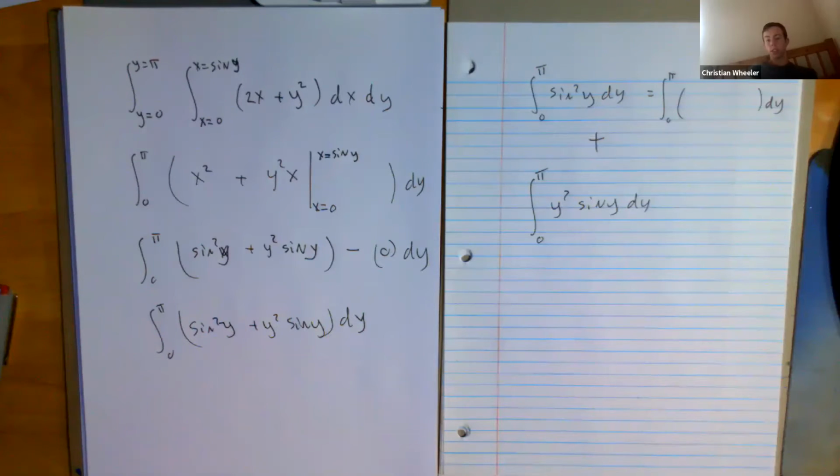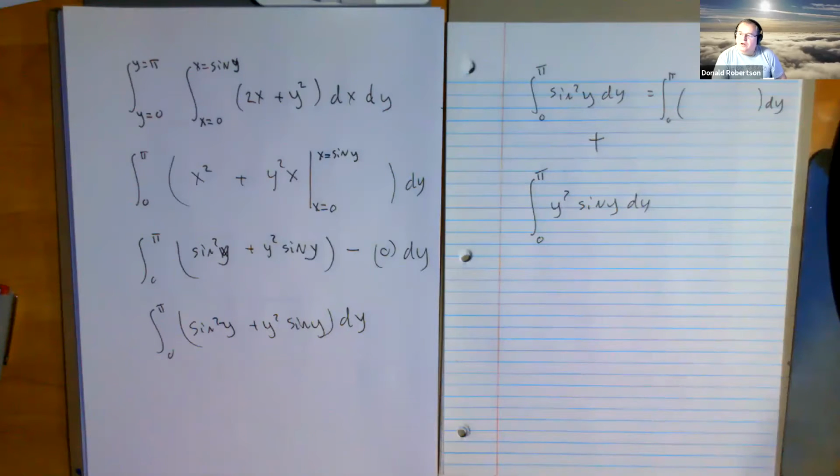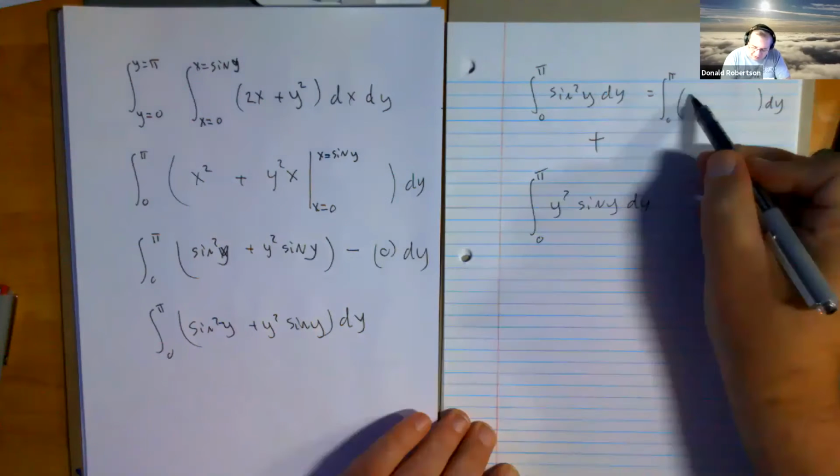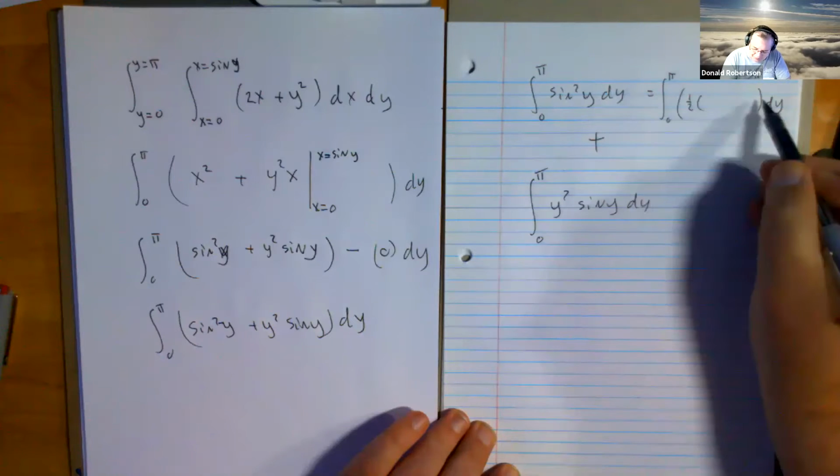Are you able to look trig sub for this one? Yep. Do you know what the trig sub is? Oh, trig sub. Let me rephrase that. Not trig sub, trig identity. Yes. Do you know that sine squared y can be written in terms of something else? It starts with a half. Can anybody fill in the missing piece?